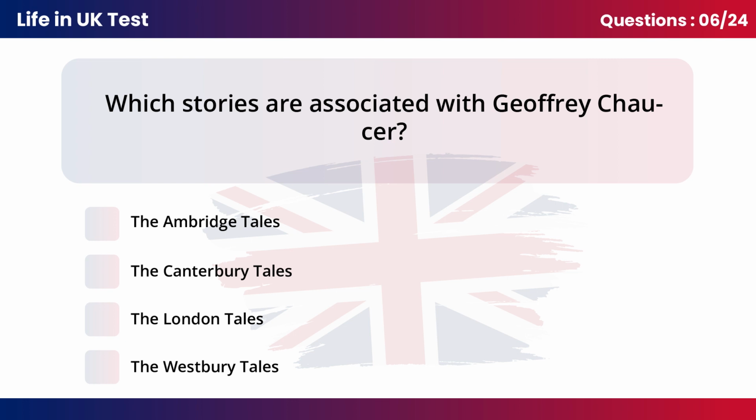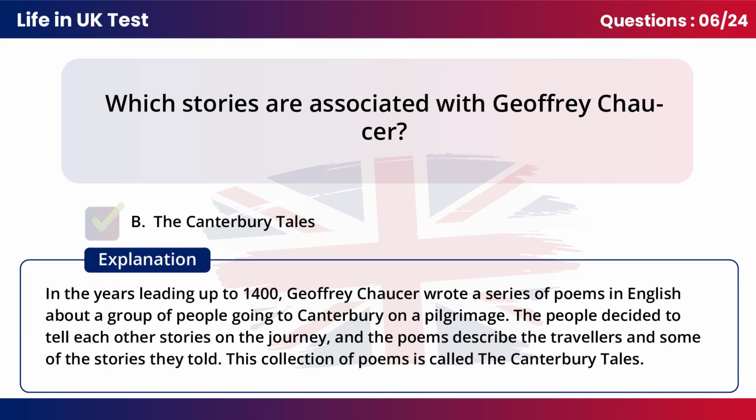Question 6. Which stories are associated with Geoffrey Chaucer? B. The Canterbury Tales. In the years leading up to 1400, Geoffrey Chaucer wrote a series of poems in English about a group of people going to Canterbury on a pilgrimage. The people decided to tell each other stories on the journey, and the poems describe the travelers and some of the stories they told. This collection of poems is called the Canterbury Tales.